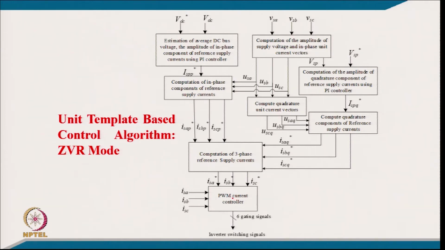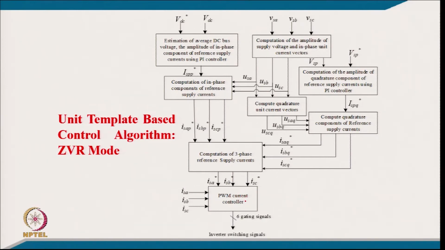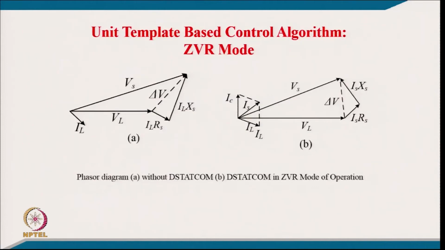It can be hysteresis or on-off PWM current control, or it can be a PI controller with carrier wave comparison or any other controller. There are plenty of current controllers, and you may find a complete book on current controllers. We get the 6 switching signals for the 6 devices of the 3 phase voltage source converter of the D STATCOM. So, this is the modification for the zero voltage regulation mode of the D STATCOM.